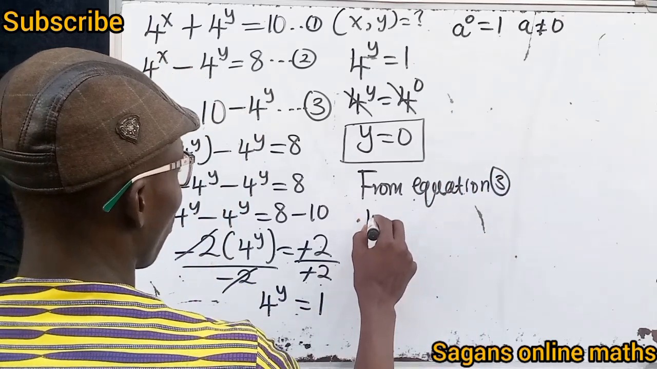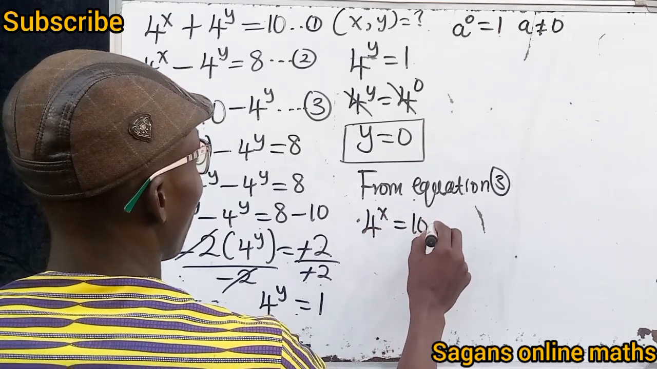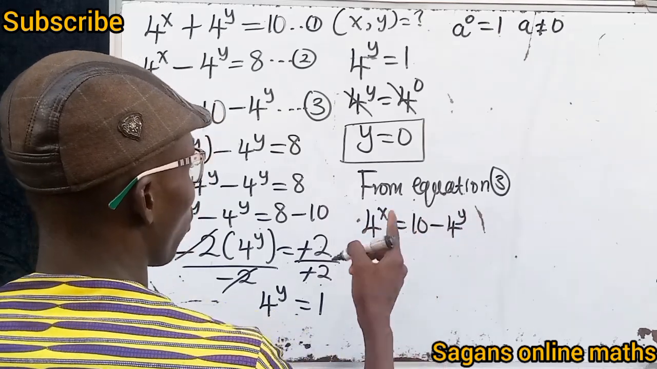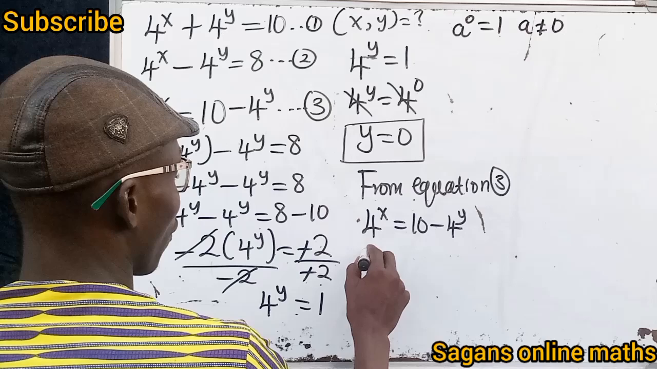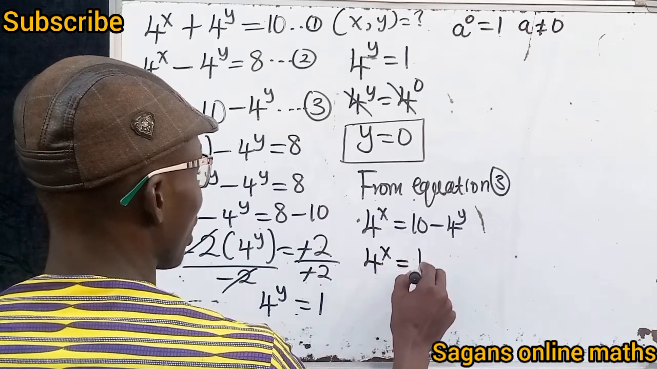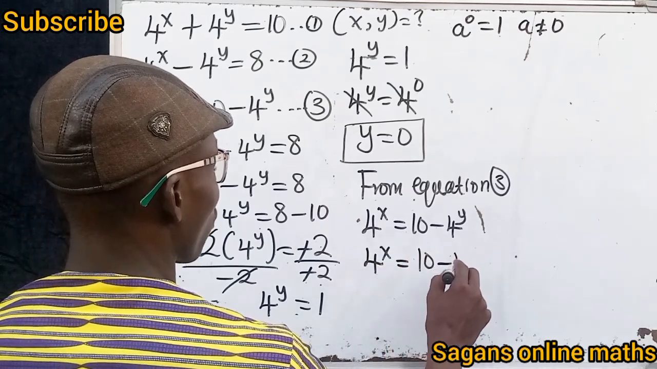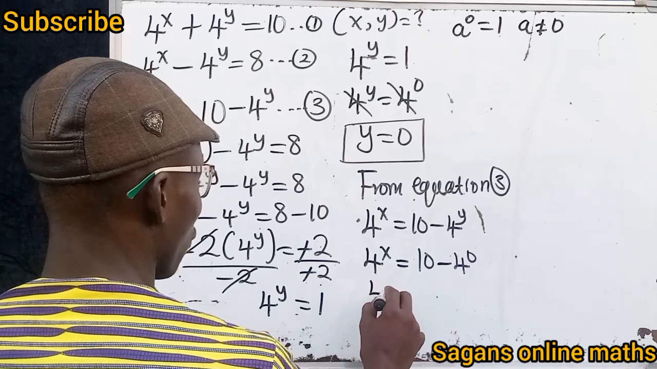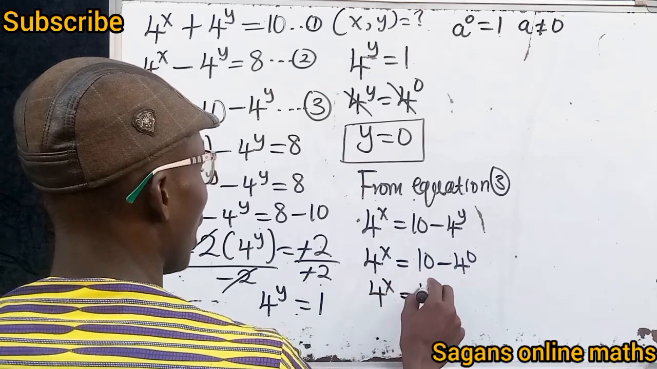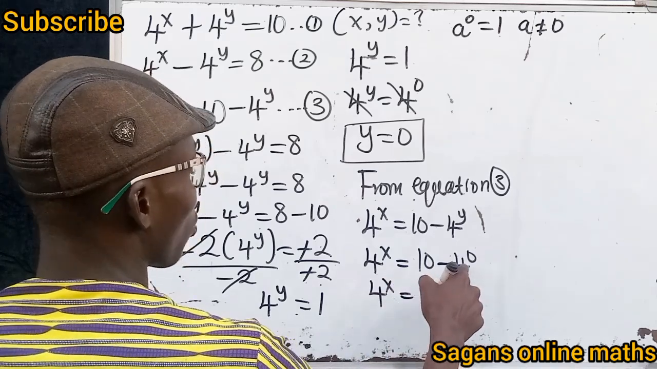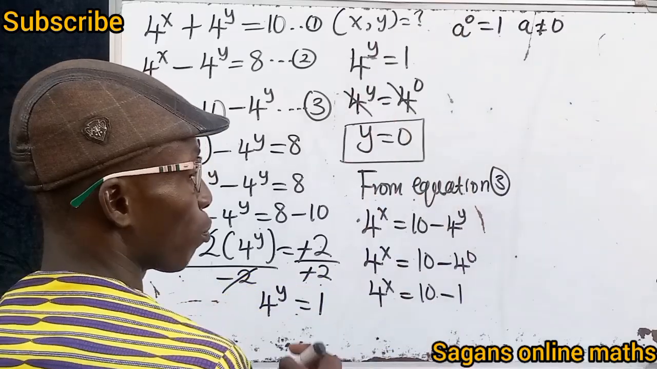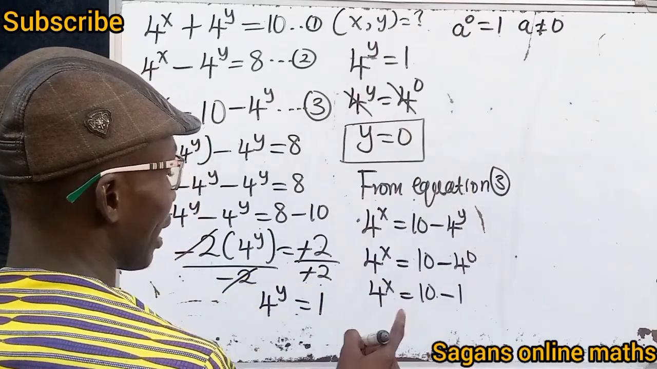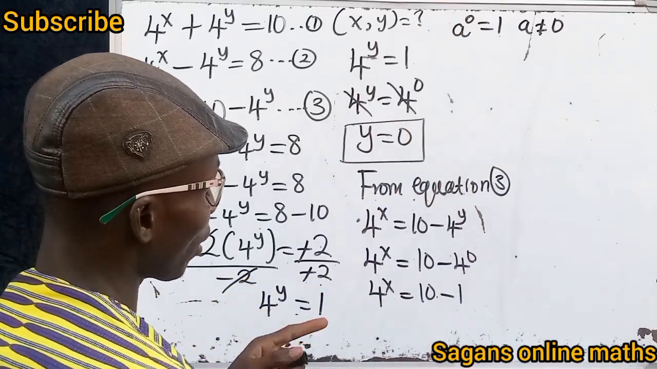From equation 3, we see that 4 raised to the power of s is equal to 10 minus 4 raised to the power of y. But we are getting that our y is 0. So 4 raised to the power of s is equal to 10 minus 4 raised to the power of 0. That is 4 raised to the power of s equals 10 minus 1, because 4 raised to the power of 0 is 1 by one of the properties of indices. And 10 minus 1 is 9.